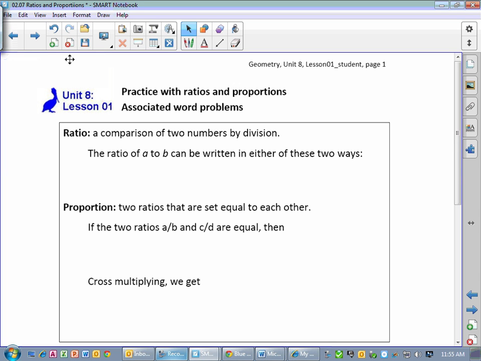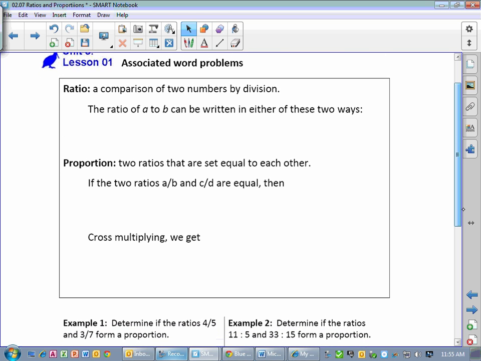Okay, the next unit is similarity. So we're going to start off with similarity by talking about ratios and proportions. We start off with some word problems, kind of.